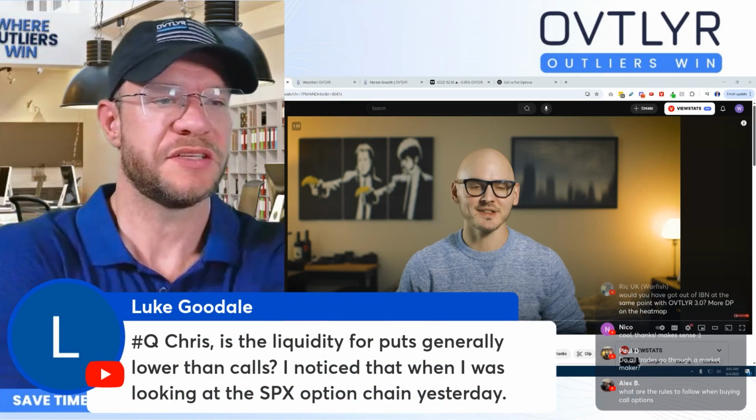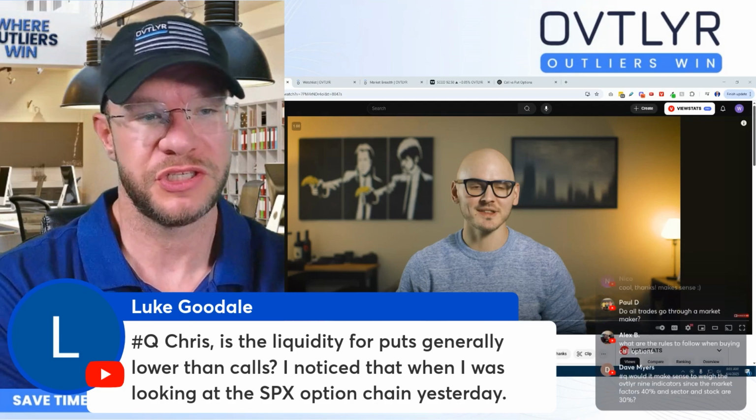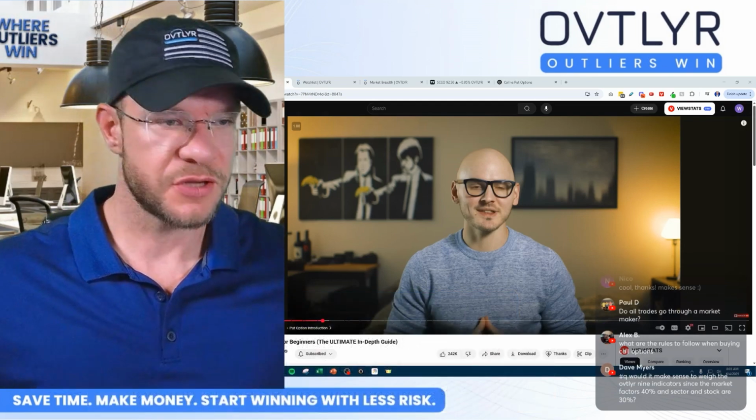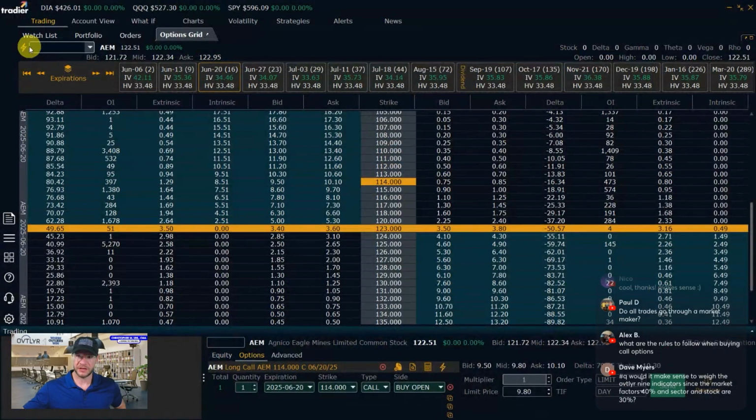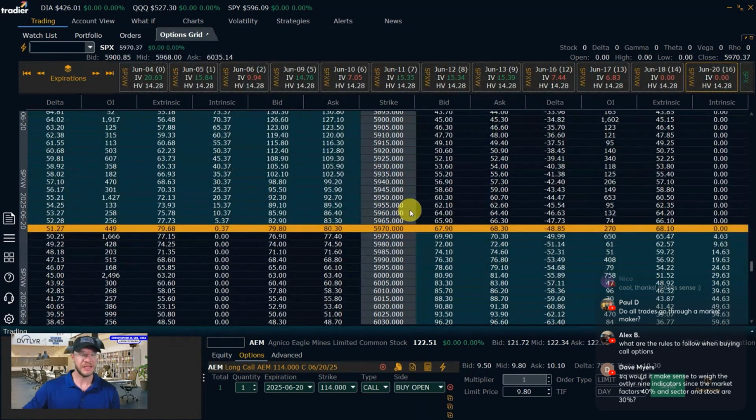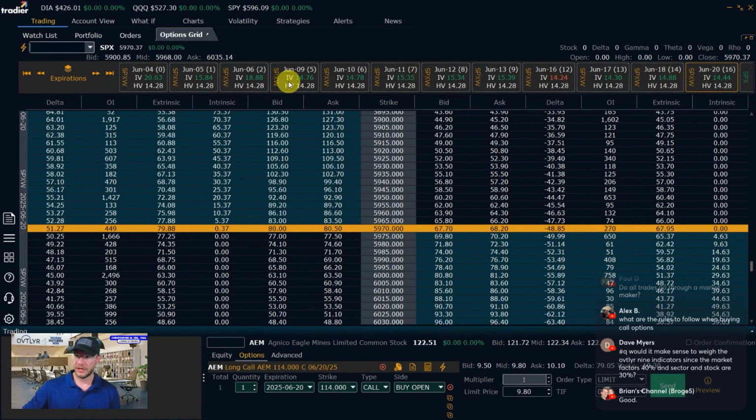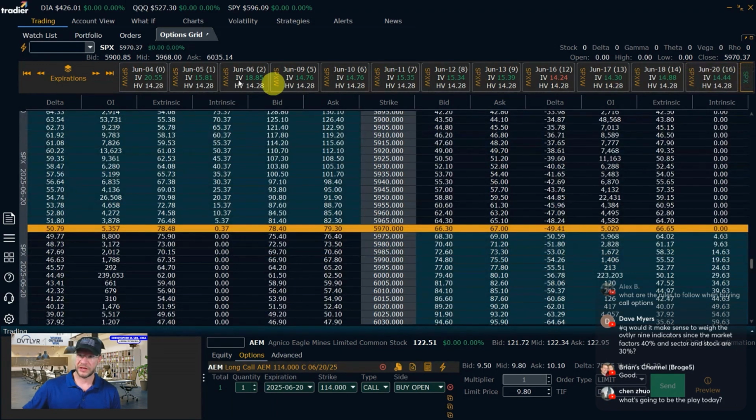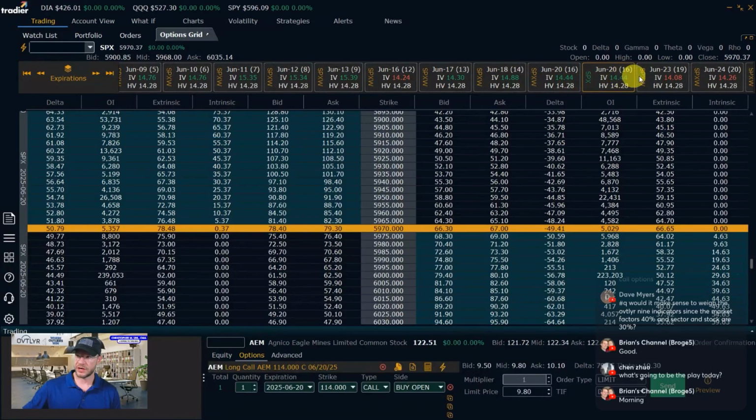Luke says, Chris, is the liquidity for puts generally lower than calls? I noticed that, I was looking at the SPX options chain yesterday. Let's go to the SPX options chain and let's take a look at it together here. SPX. And for those of you who don't know, SPX is when you're trading on the S&P 500. The SPY is an ETF of that. SPX is the actual market itself. So he's talking about puts. Let's go to, let's see. I generally like the 21 days to expiration, which would put us right, hang on.